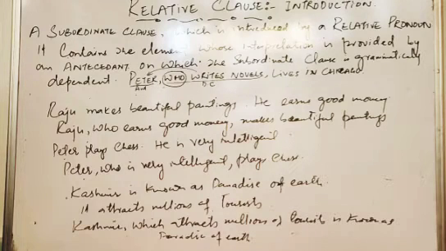Kashmir is known as paradise on earth. It attracts millions of tourists. Kashmir, which attracts millions of tourists, is known as paradise on earth.